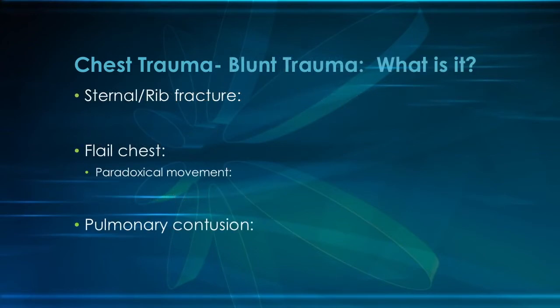Okay. So what happens with blunt trauma or chest trauma is we get things like fractures, dislocations, barotrauma, and definitely injuries to the diaphragm. Right, so we're going to talk about a couple of injuries that are caused by blunt trauma, and some of the most common ones would be a sternal and rib fracture.